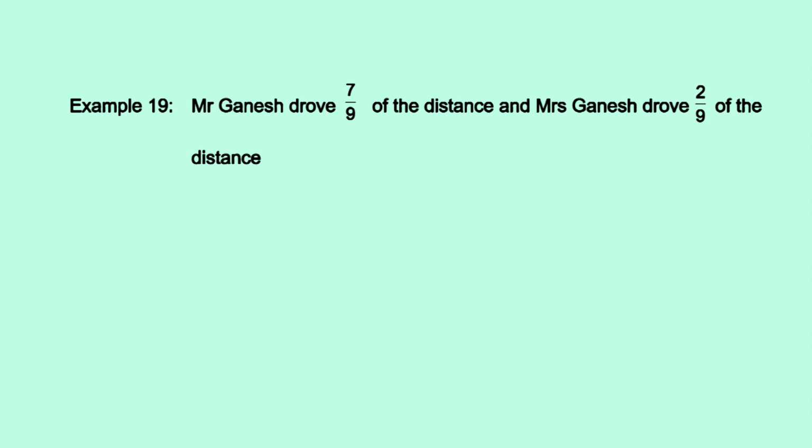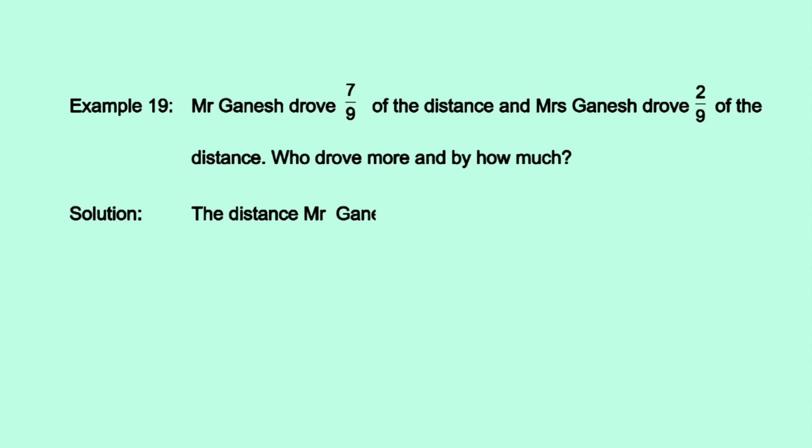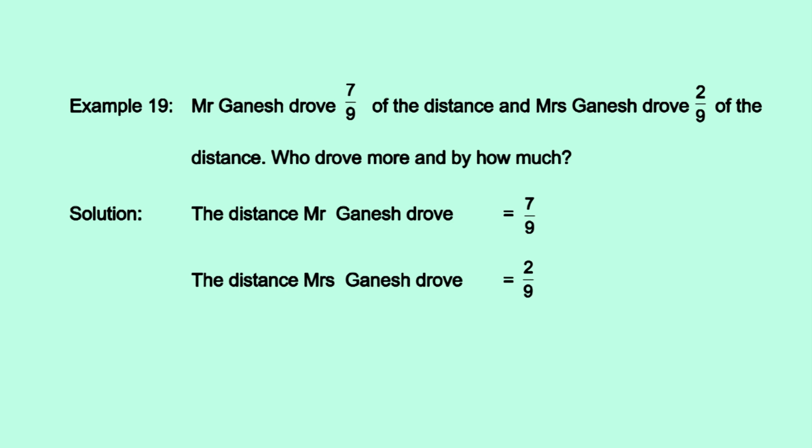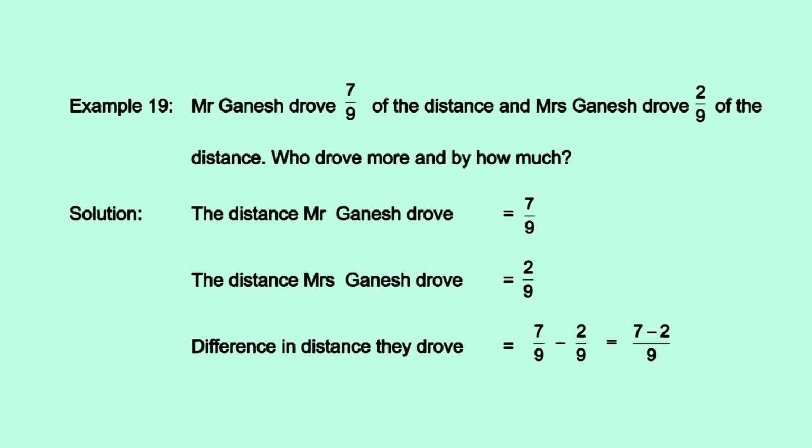Example 19. Mr. Ganesh drove 7 by 9 of the distance and Mrs. Ganesh drove 2 by 9 of the distance. Who drove more and by how much? Solution. The distance Mr. Ganesh drove is equal to 7 by 9. The distance Mrs. Ganesh drove is equal to 2 by 9. Difference in distance they drove is equal to 7 by 9 minus 2 by 9 is equal to 7 minus 2 by 9 is equal to 5 by 9.